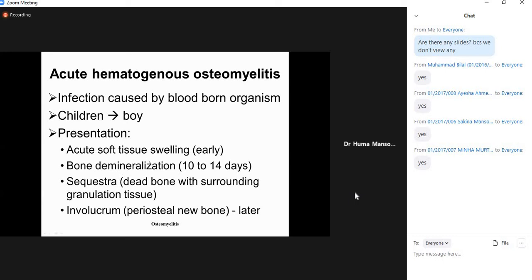Initially there will be soft tissue swelling as part of an inflammation, where neutrophils are gathering, and edema and vascular leakage are happening. Okay. Then there will be bone demineralization, which subsequently leads to dead bone because of thrombosis and ischemic infarcts in the bone. So there is a dead bone, surrounded by granulation and histiocytic tissue. The sequestrum then gets confined by the involucrum, which is the new bone formation.